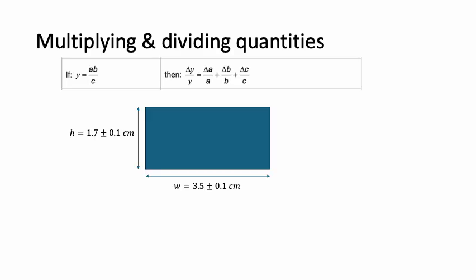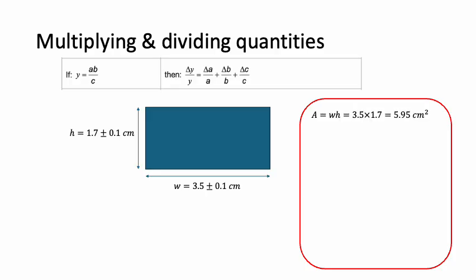So, as an example, we've got a rectangle here. I want to find the area of the rectangle. To find the area of a rectangle, all I do is multiply the width by the height. So A is W times H. W is width, H is height. So that's 3.5 times 1.7. That gives me 5.95 centimeters squared. But the question is, what's the uncertainty in that area? So to do this, I apply my rule. So I say delta A over A is delta W over W plus delta H over H.